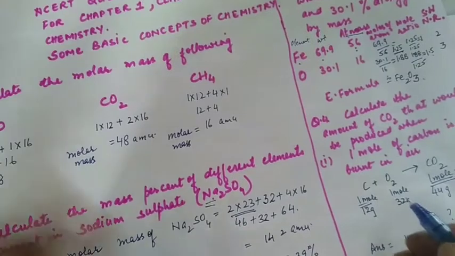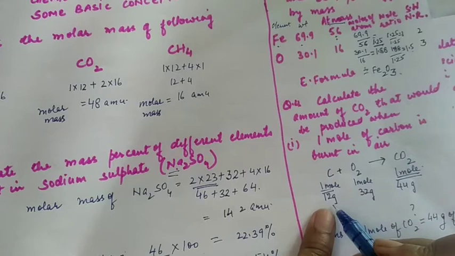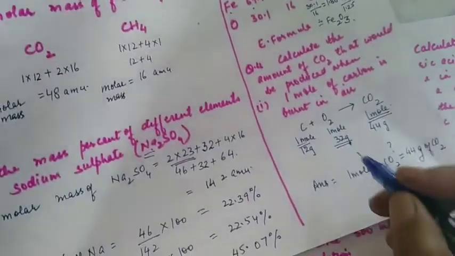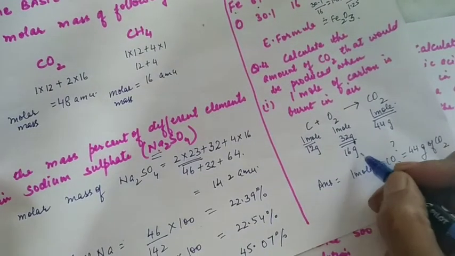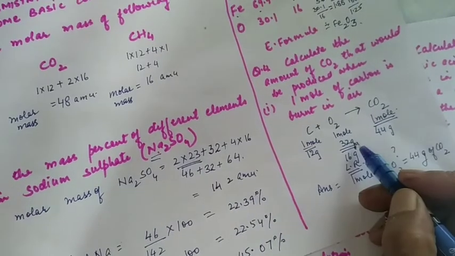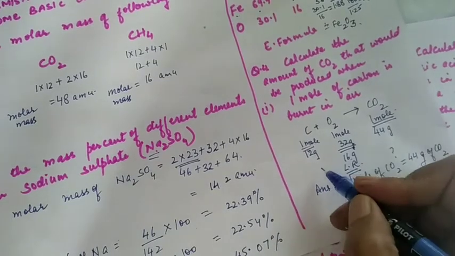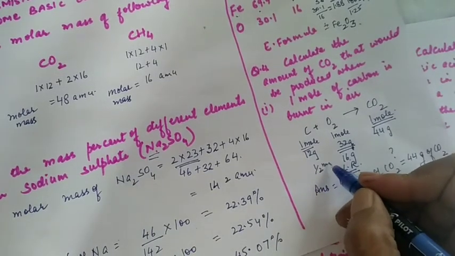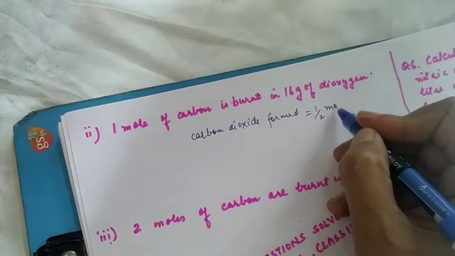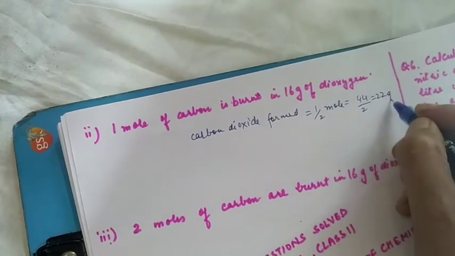So let's look here that to burn 1 mole of carbon, we need 32 grams of oxygen. Oxygen available is 16 grams, which is less. That means this is the limiting reactant. If you have 32 grams, 1 mole of carbon can be burnt. If you have 16 grams, only half mole of carbon will be burnt, and half mole is equal to 44 upon 2, 22 grams.